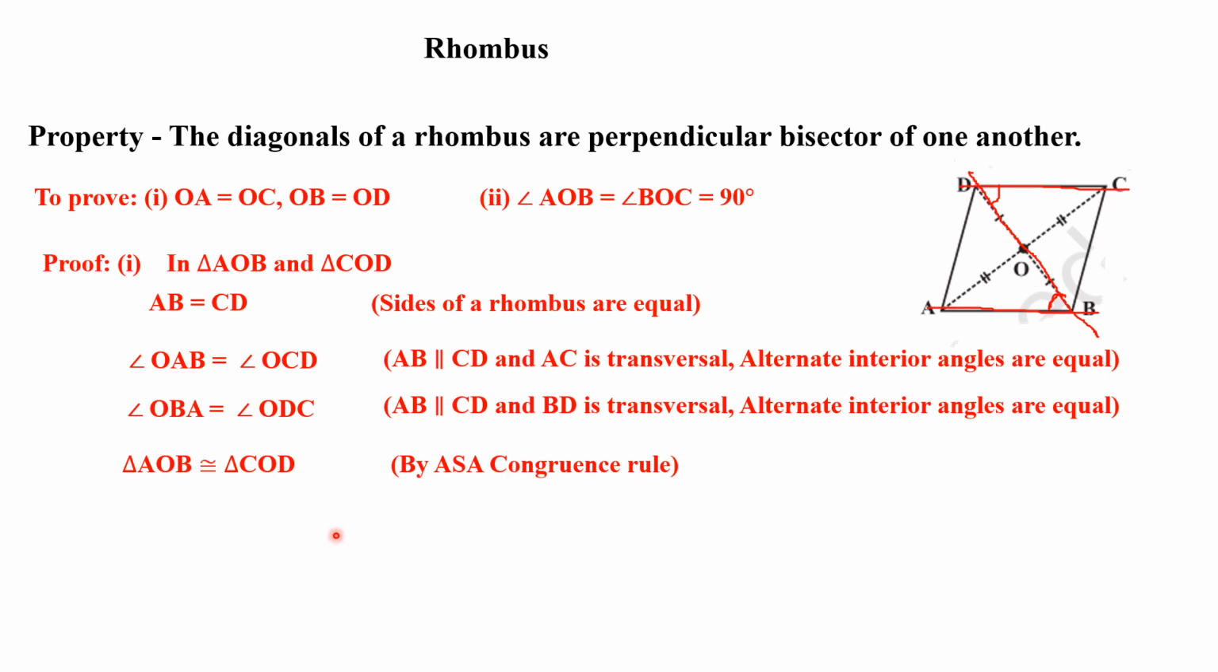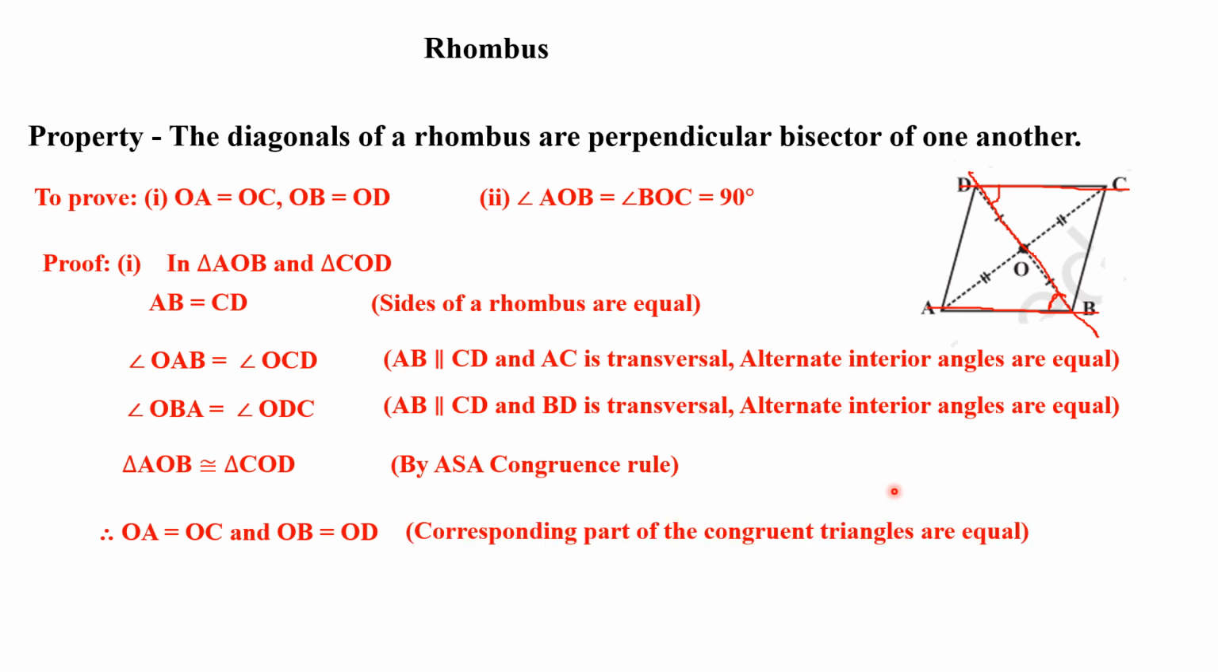Now, if two triangles are congruent, we know that their corresponding parts will also become equal. So OA will be equal to OC and OB will become equal to OD, because as the two triangles are congruent, we can show that their corresponding parts of the congruent triangles will also be equal. Now we will see the proof of the second part.